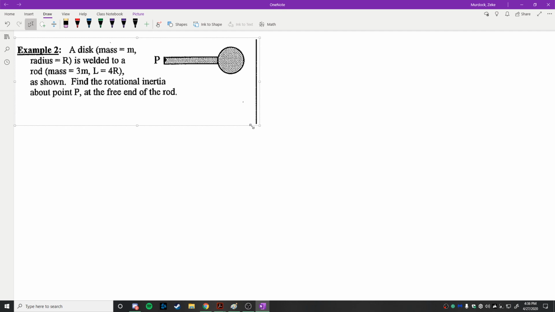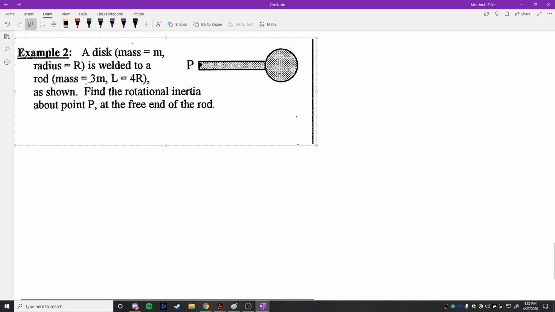So, to do this, draw this a little bit bigger here. Let's label what the pieces are. So the disk has mass little m. The rod has mass 3m, and the length is 4r. So basically, if this is the radius r, then this is 4r. So r just goes from there to there.